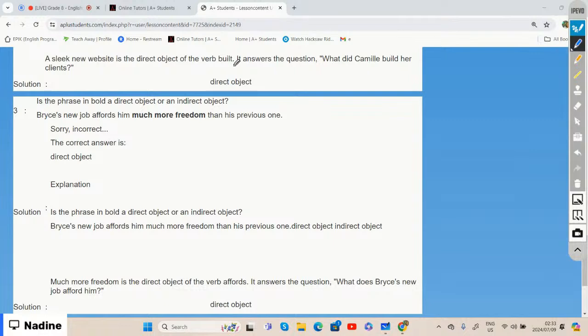All right. And if we were to say whether it's a direct or indirect object, we would say much more freedom is a direct object. The reason is that we need to ask ourselves a question: what does Bryce's new job afford him? To answer that question, Bryce's new job affords him much more freedom, if we were to compare to the old job. So that is a direct object. All right.